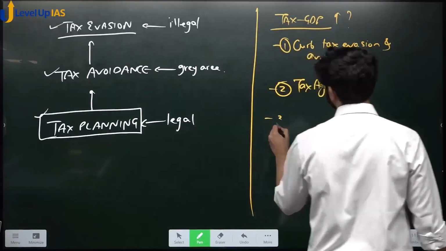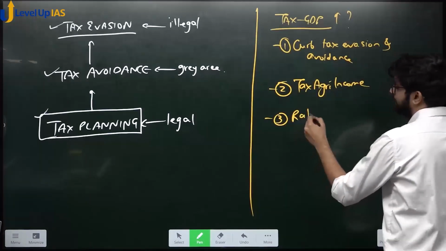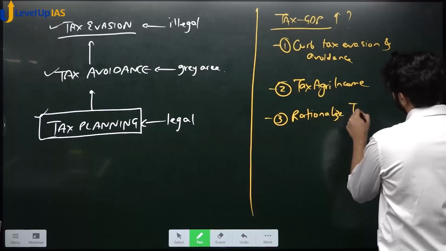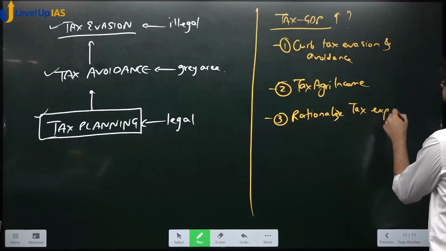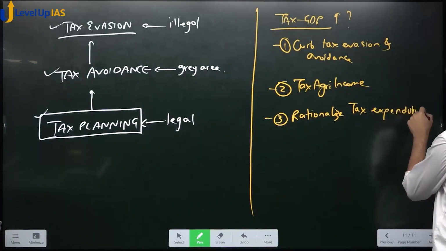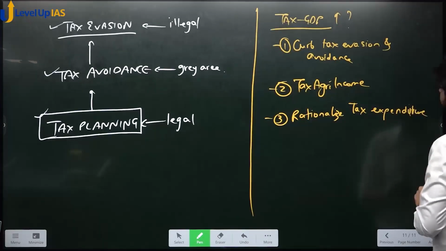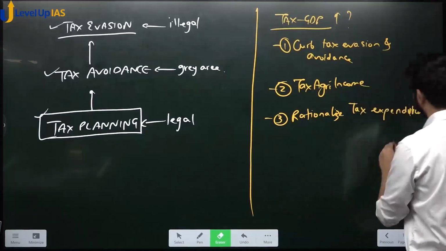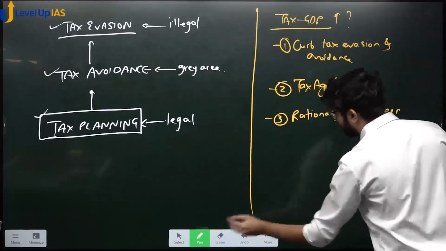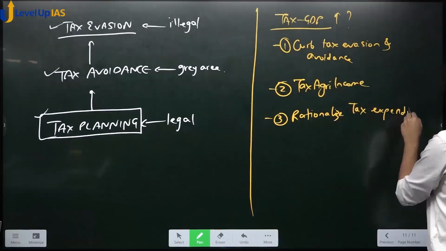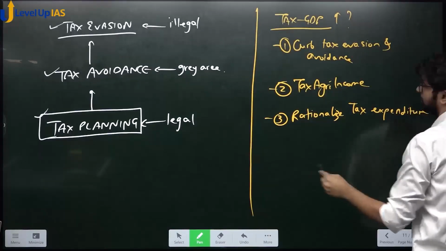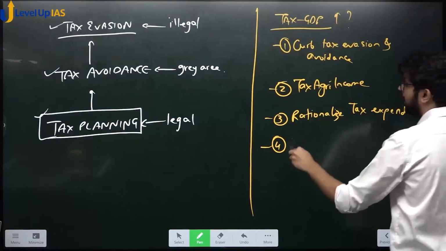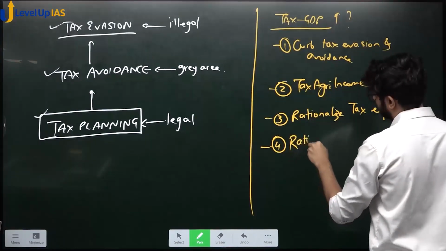Third, rationalize your tax expenditure, barabar, because that is tax lost. Rationalize tax expenditure. See, this is a mains answer. This is a mains answer I am writing. Ready made. Rationalize tax expenditure. What else? What else? Rationalize tax rates. Yes.